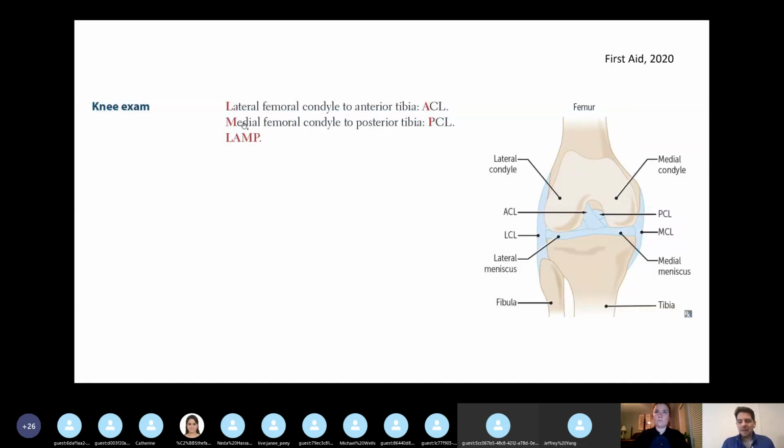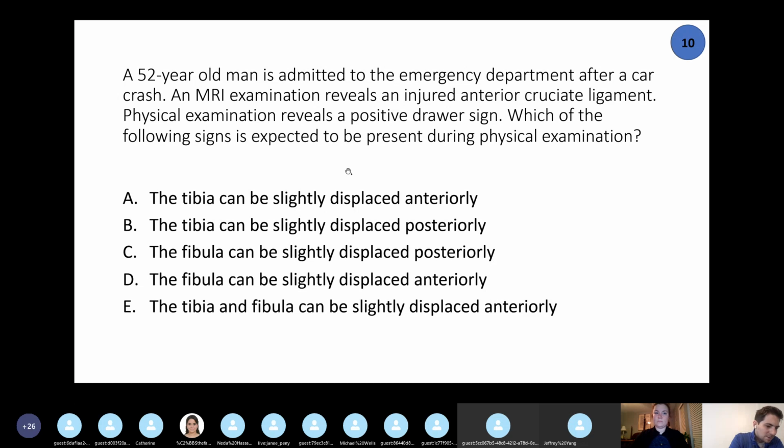I know it's tricky, the ACL and PCL. By the time we're done with this, you will be able to recognize them on an MRI, I promise. So try this one. This one's pretty straightforward.